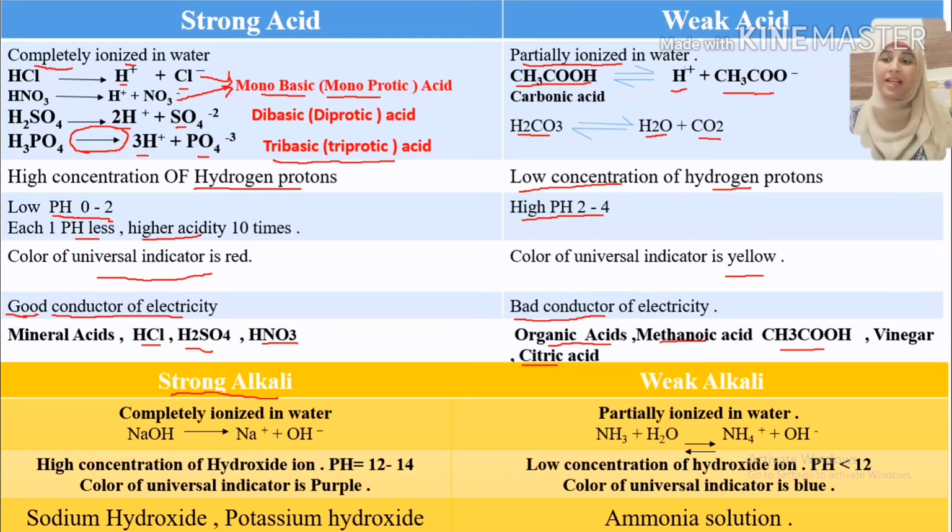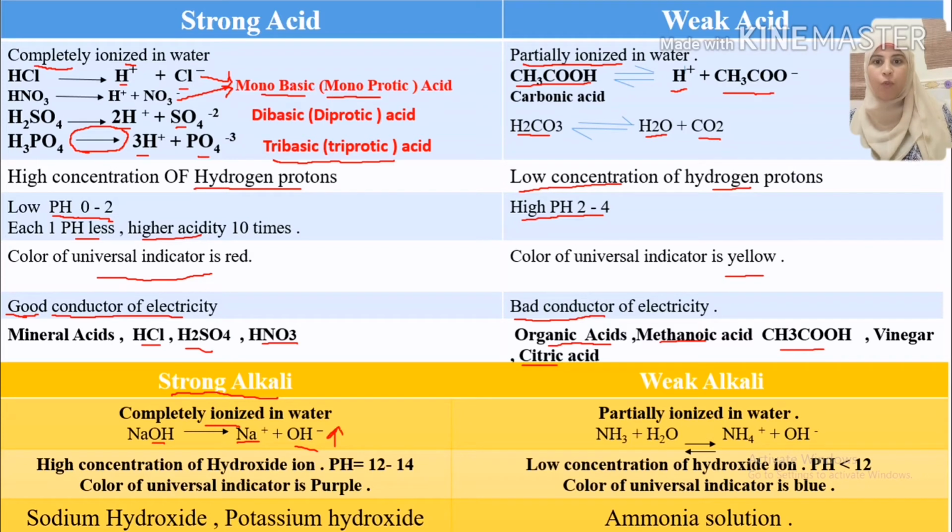Strong alkali is completely ionized in water. If we add sodium hydroxide, potassium hydroxide, they are alkali. They are completely dissolved in water. So all of the molecules will convert into sodium ion and hydroxide ion. So of course the concentration of hydroxide ion will increase.